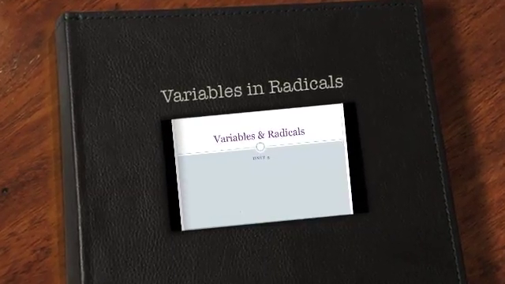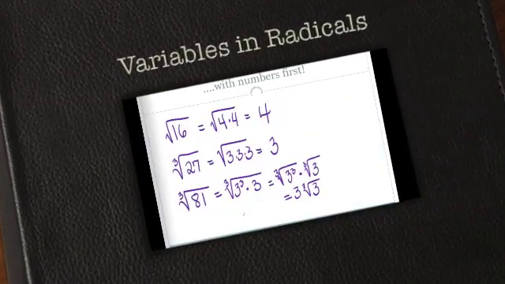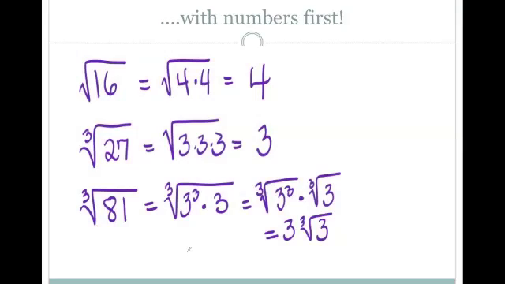This video is to help you with variables and radicals. So let's just review numbers first. If you have the square root of 16, you know that 16 is 4 times 4. And so you've got a pair here, and with the square root, you're looking for pairs. You're looking for something that's a square. So you've got 4 for the answer. The square root of 16 is 4.